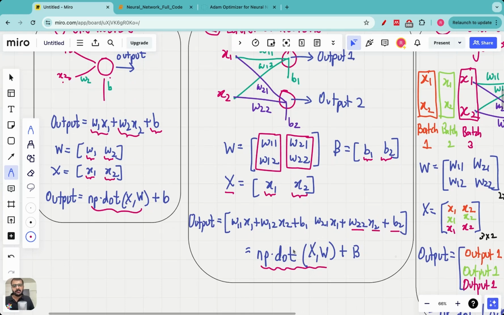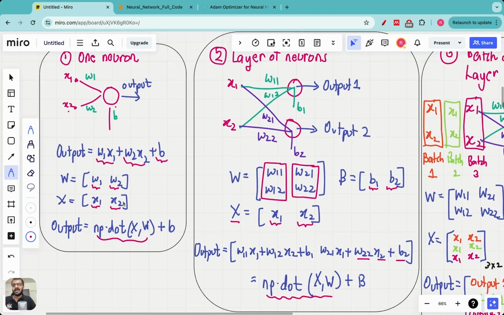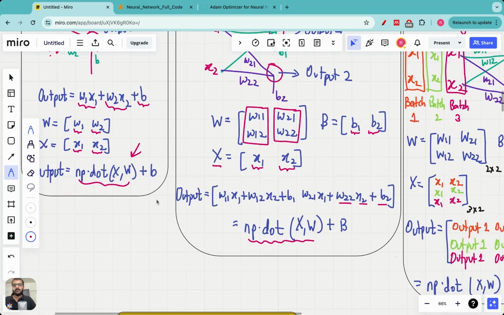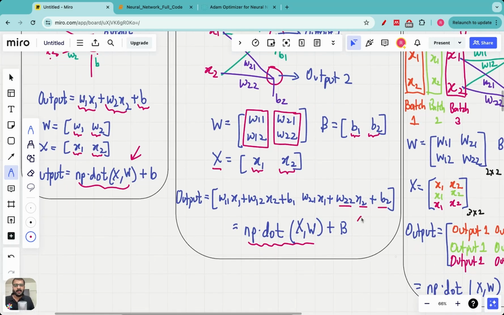Now I want you to focus on this formula, the dot product of x and w plus b. You can see that this is the same as what we had written with just one neuron. So look at this formula for one neuron showing with an arrow here, and compare it with the formula for a bunch of neurons. It's the same.